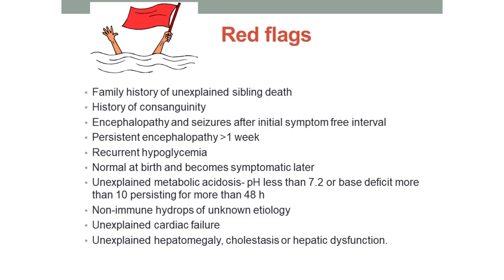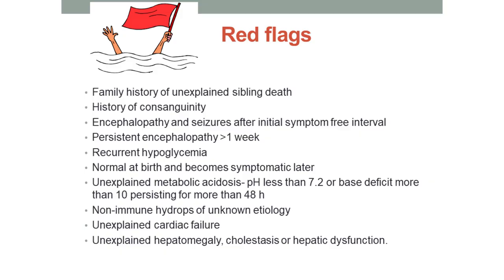A. The family history of unexplained sibling death. History of consanguinity. Encephalopathy and seizures after an initial symptom-free interval. Persistent encephalopathy for more than 1 week. Recurrent unexplained hypoglycemia. The baby was normal at birth and then became symptomatic later, probably after initiation of feeds or within a few days or weeks of life. Unexplained metabolic acidosis. Non-immune hydrops of unknown etiology. Unexplained cardiac failure. Unexplained hepatomegaly, cholestasis or hepatic dysfunction.